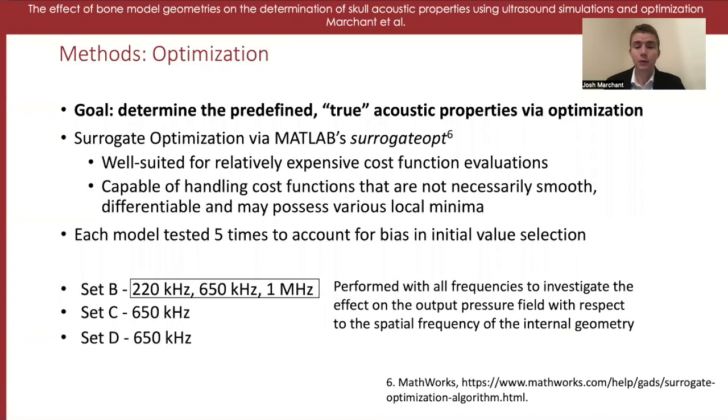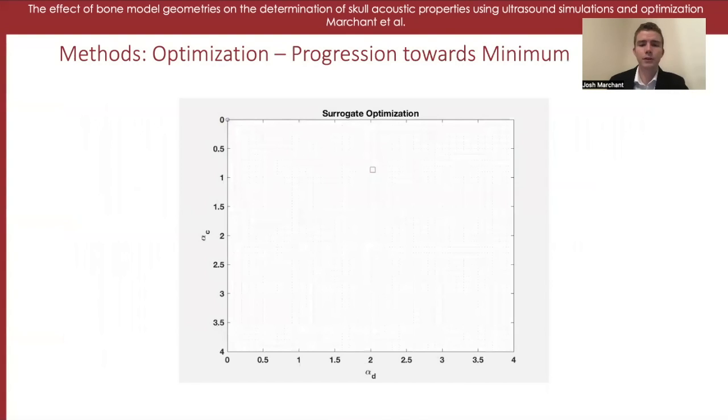Set B was tested with all frequencies to investigate the effect on the output pressure field with respect to the spatial frequency of the internal geometry of each model. The following shows the progression of the surrogate optimization towards the minimum.